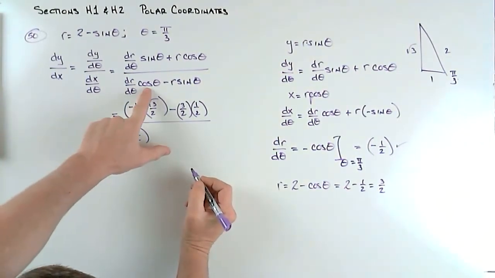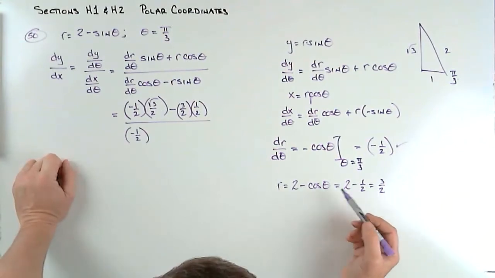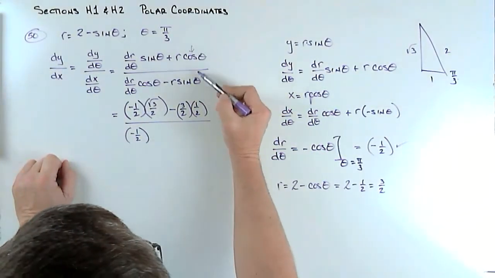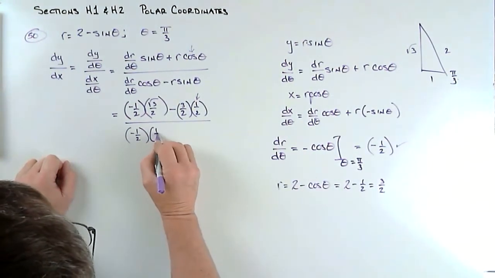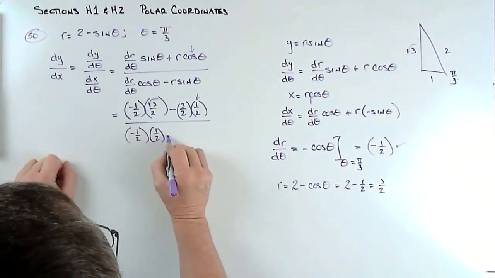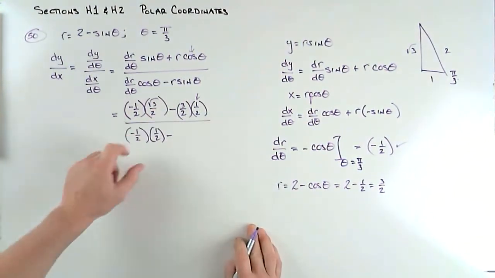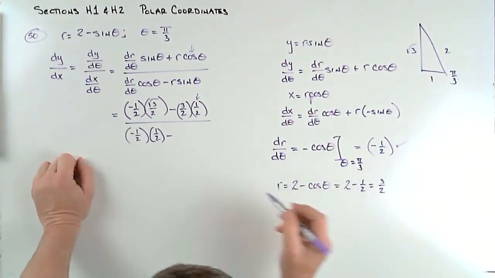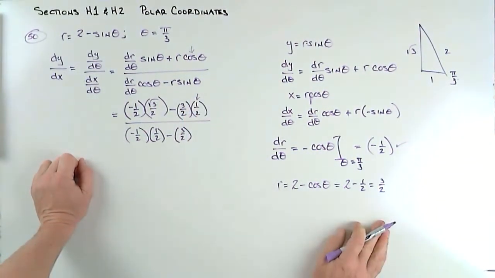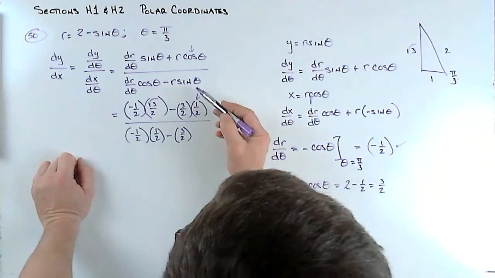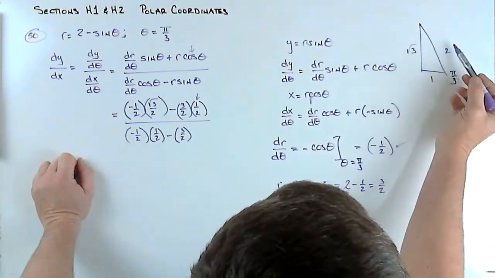We need cosine of theta. We just found cosine of theta. We know cosine of theta is right there, or we can come back to our triangle and get 1/2. And then we have minus. Now we need r, which was 3/2, times sine of theta. The sine of theta, right? The sine of theta is root 3 over 2.